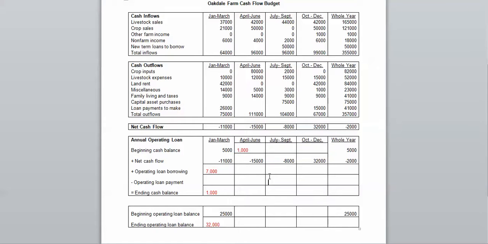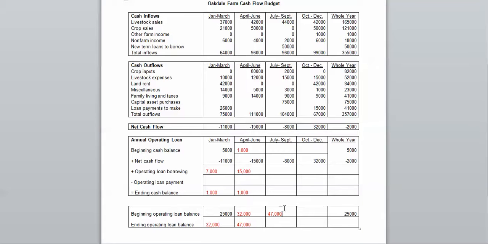We have another negative quarter of $15,000. So, okay, we started the quarter with 1,000. We have a negative $15,000 cash flow. Therefore, we have a negative $14,000 cash available before borrowing. So therefore, we have to borrow $15,000 so that we have an ending cash balance of 1,000. We began this quarter with a $32,000 operating loan balance. We just borrowed another $15,000. So therefore, we now have a $47,000 operating loan balance. We end that quarter with that balance.